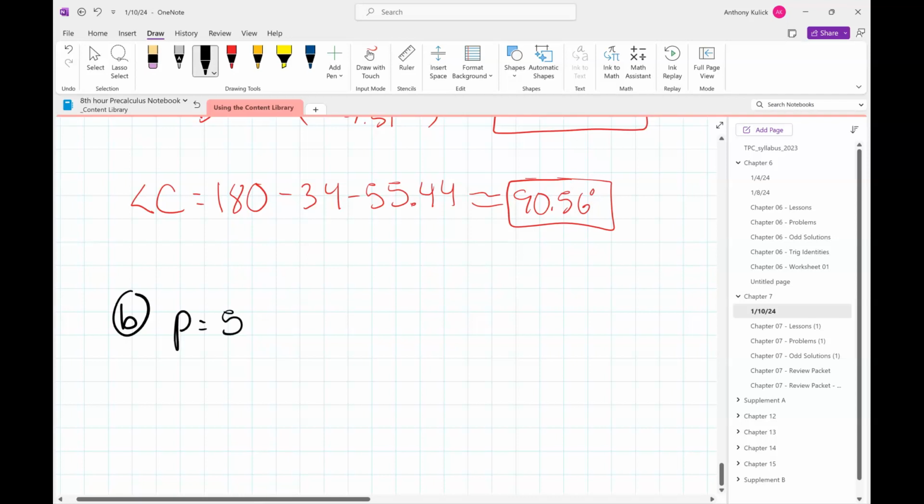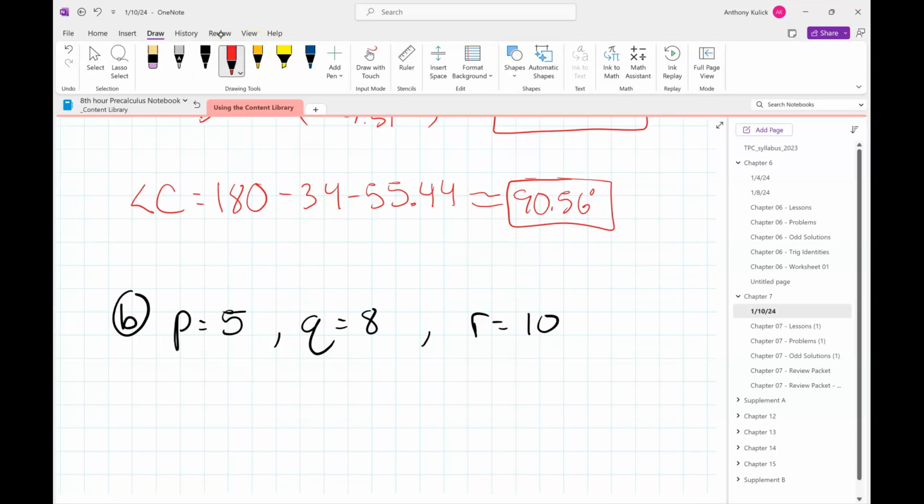So let's say side P is 5, side Q is 8, and side R is 10. Now, I don't even need to draw a picture here to tell what situation this is. What situation has this? Side, side, side, right? You're just given 3 sides. Durr, Mr. Kulik. However, in the side, side, side situation, we have to be careful.